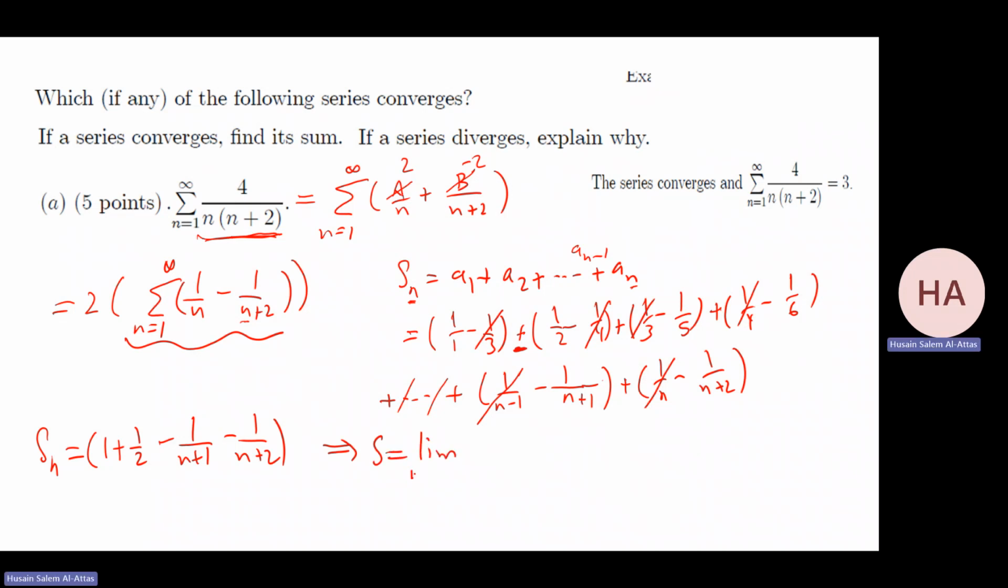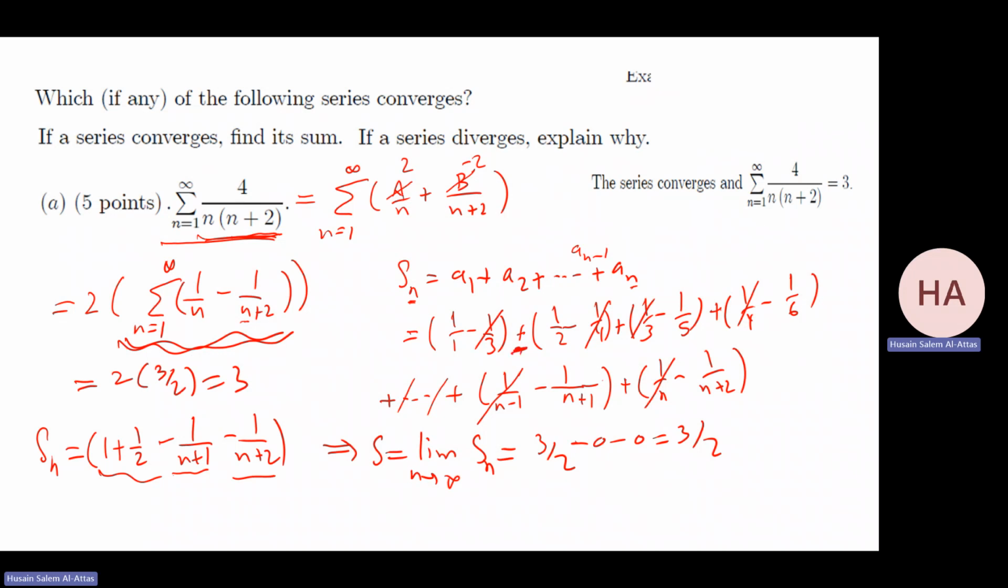So the sum S is the limit as n goes to infinity of Sn. That will be 3 over 2 here, and there I have 0, minus 0, minus 0. So I have 3 over 2. Don't forget, this is the sum of this one. So the sum of this expression will be 2 times 3 over 2, which is 3. This is the answer.